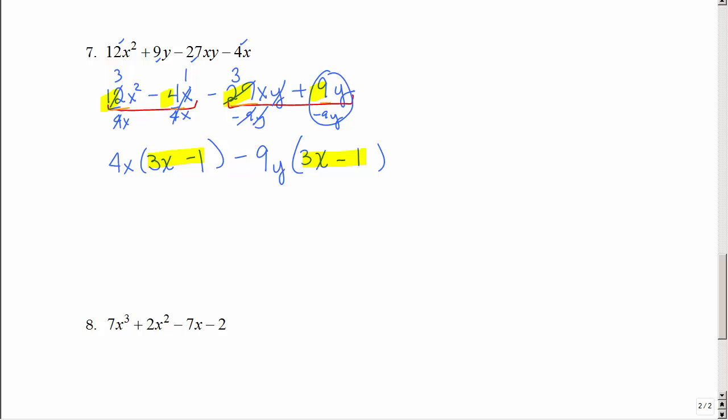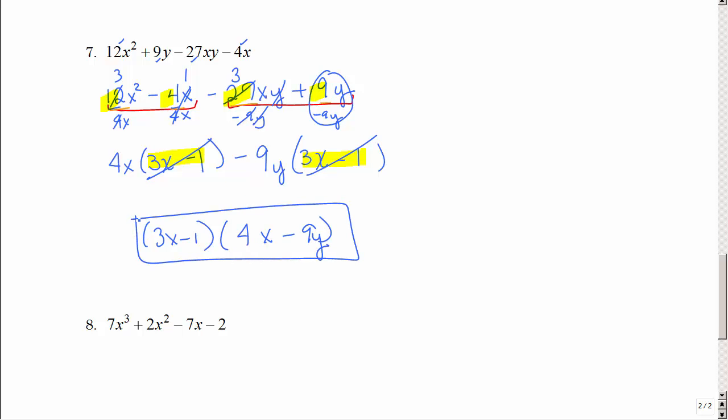I'm not done. So they have the 3x minus 1 in common. Factor that out. Write down what they have left. There's your answer. What if you worked that problem a whole different way and regrouped it? That's fine. There's sometimes more than one right way to get to the answer. Now the answer is going to be the same. It might be in a different order, but it's going to be the same.